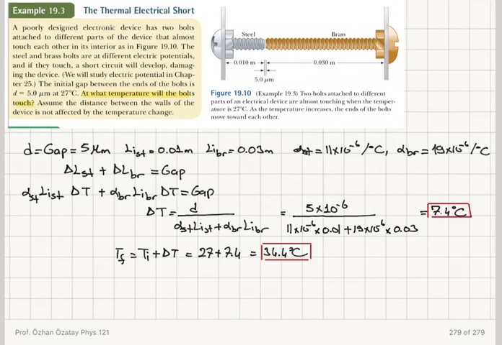Now you may ask, why don't I consider the thermal expansion to the other side? It's bolted here, so that means just like in the previous problem, we are avoiding thermal expansion at those points. The only way the thermal expansion can occur is for steel to the right and for brass to the left, so that eventually they will touch each other and form a short circuit.